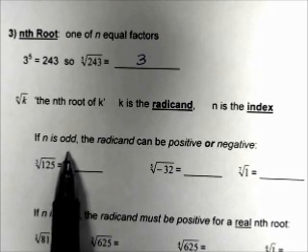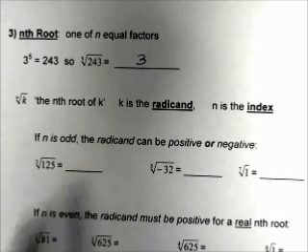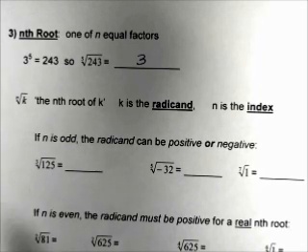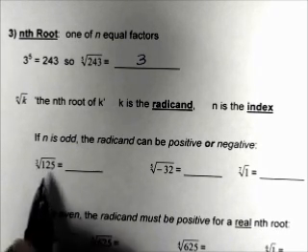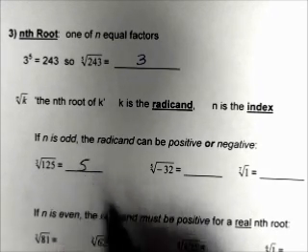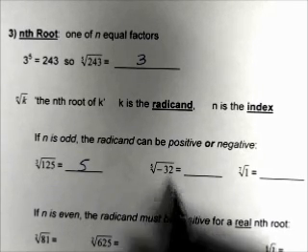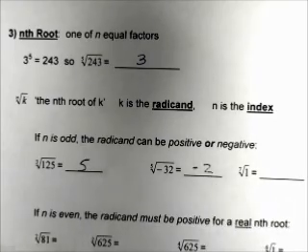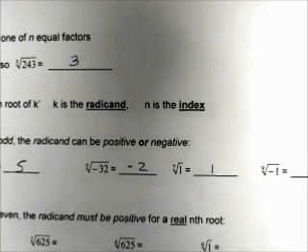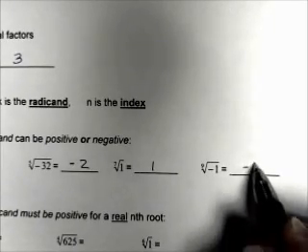If n is odd, the radicand can be positive or negative. The cube root of 125 is 5. The 5th root of negative 32 is negative 2. The 7th root of 1 is 1. The 9th root of negative 1 is negative 1.